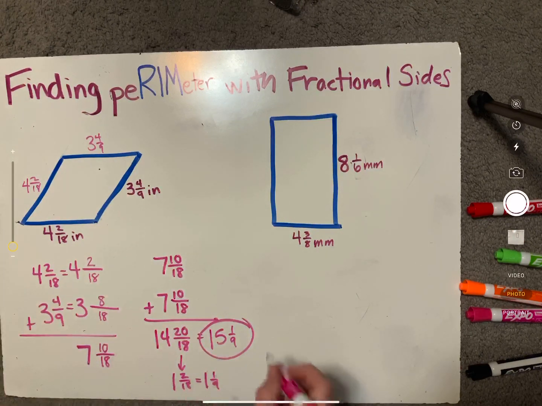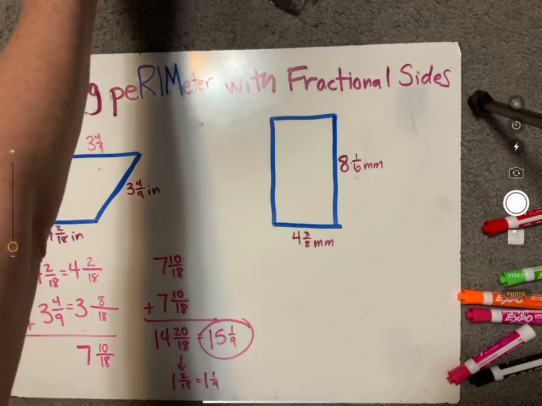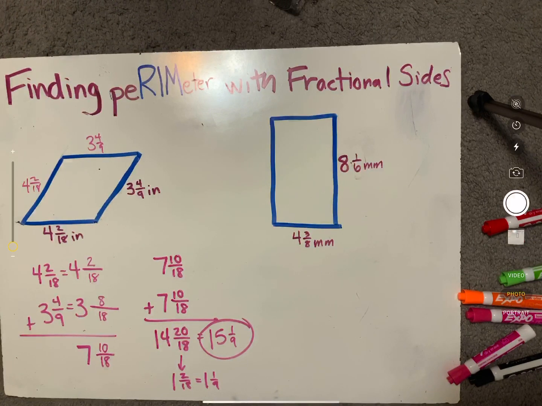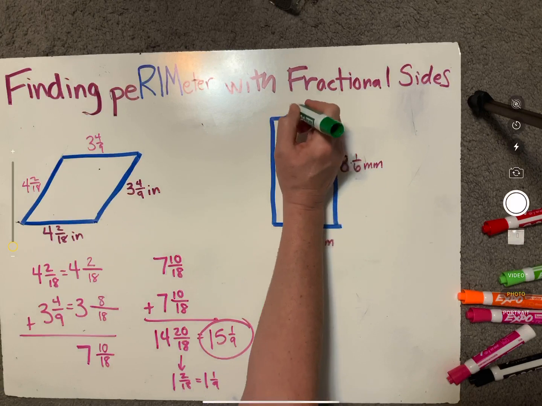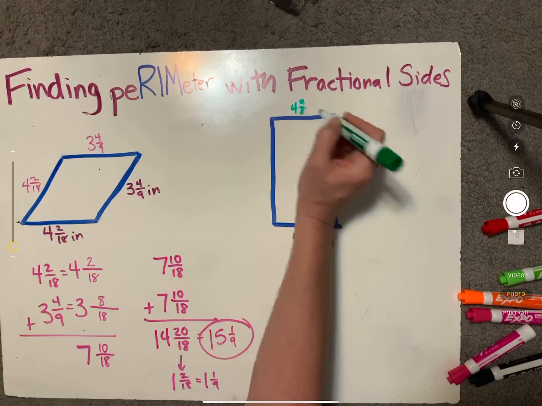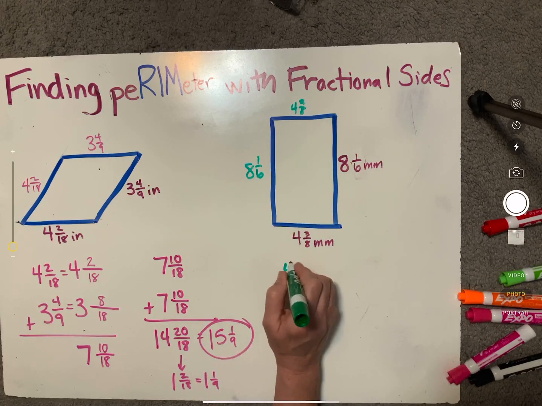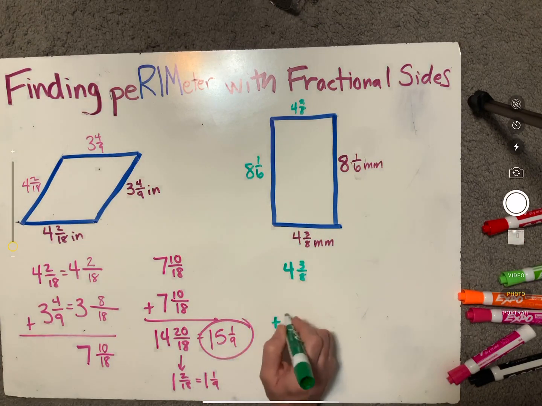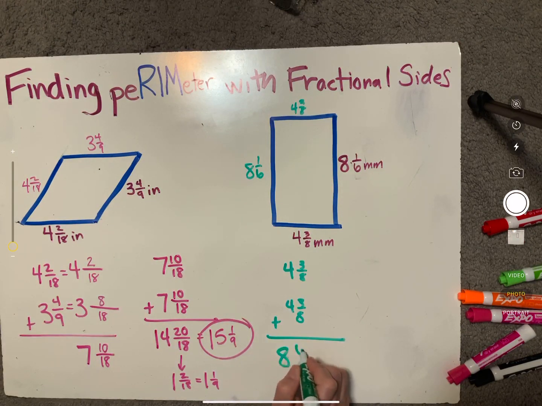Okay, so that's one problem. Let's try this other side over here. Let me grab a green just so you can see a different color here so it's not merging together with our work. So we could try our other strategy that we did the other day, where we could add this number to itself, because this is 4 and 3/8 up here, and this is 8 and 1/6 here. So we could do 4 and 3/8 plus 4 and 3/8. So this would end up being 8 and 6/8.